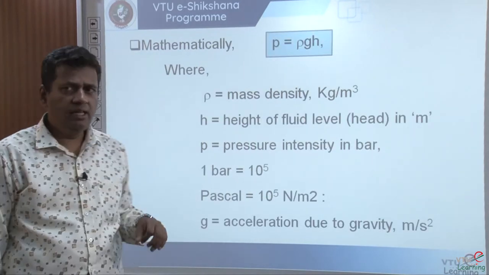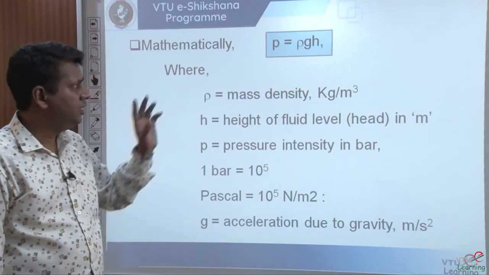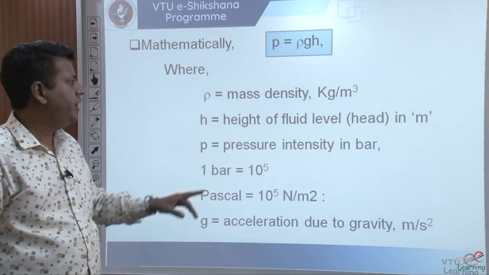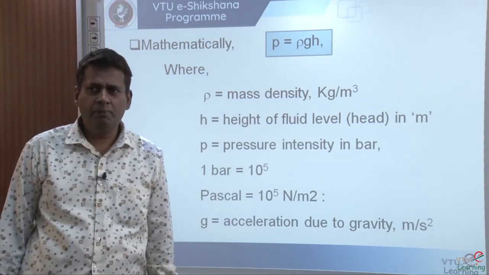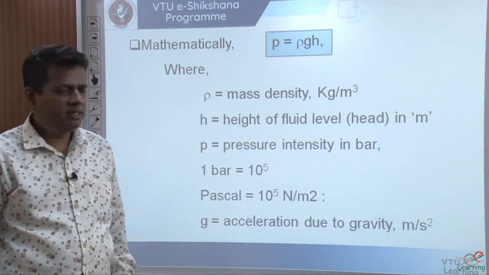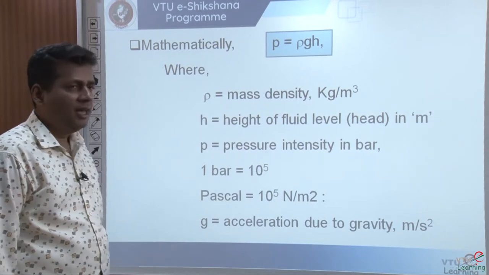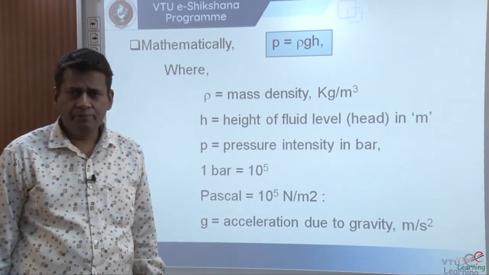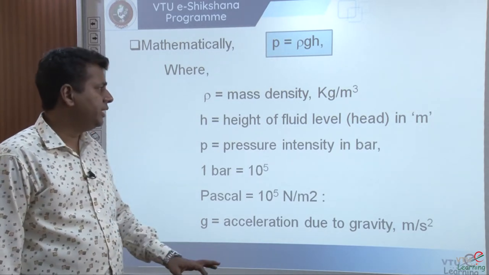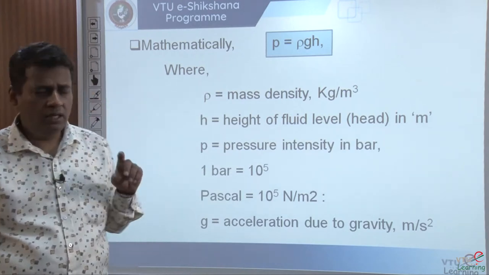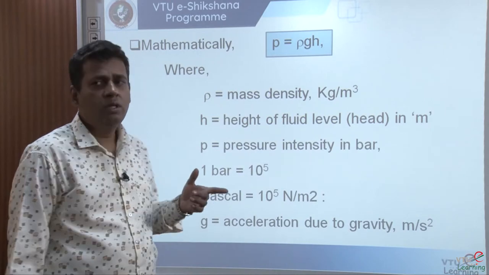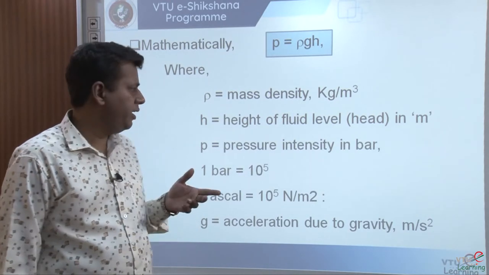So, mathematically Pascal's law is expressed as pressure is equal to rho g h, right, where rho is the mass density in kg per meter cube, g is acceleration due to gravity in meter per second square, and h is, as I told you, the pressure head. So, pressure head in terms of meter, right. This is very important. This formula is used to convert the pressure in terms of Newton per meter square into terms of meter. So, this is very important.